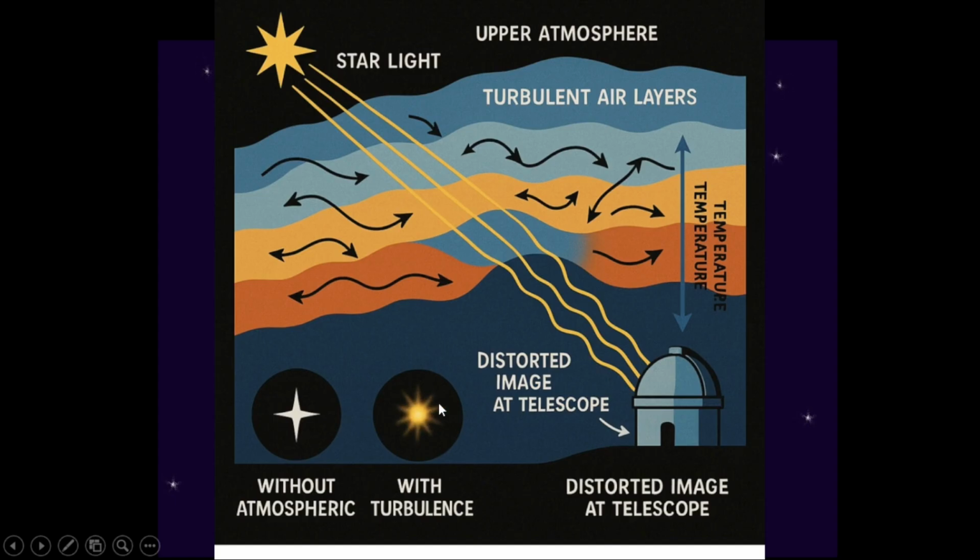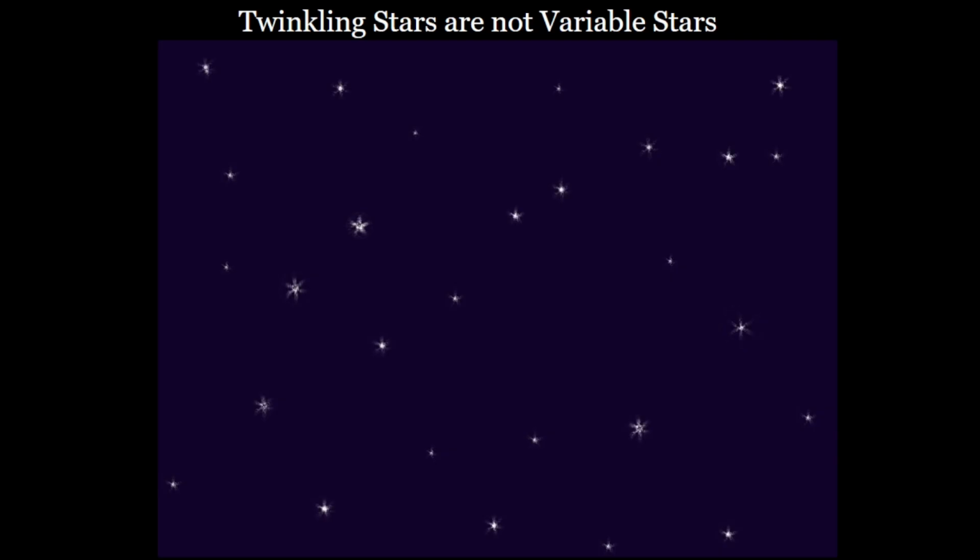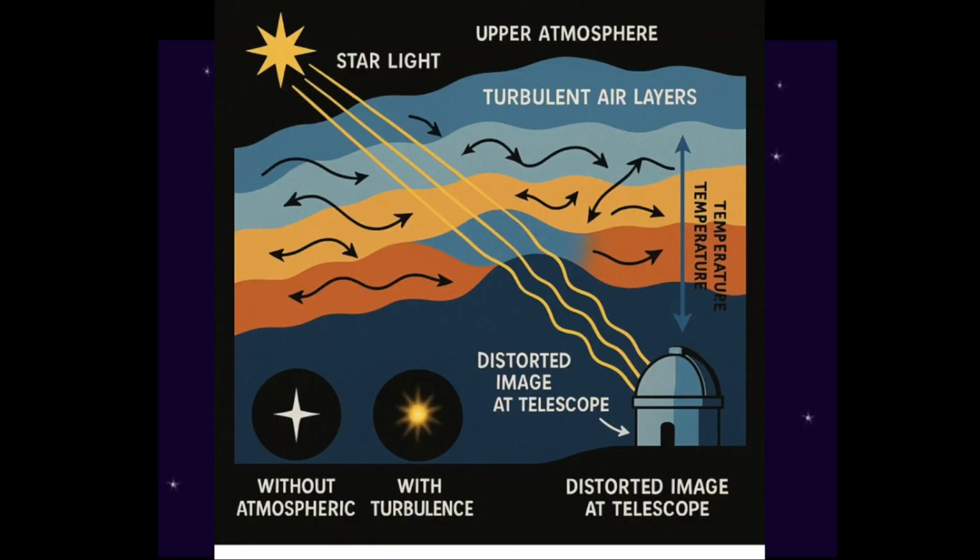Okay, so do not confuse the two. These are twinkling stars, they're not variable stars. Under this condition, both variable stars and non-variable stars are going to just twinkle. But what I'm talking about with variable stars is what is happening to the star. If you go closer to the star, you're going to see these things.